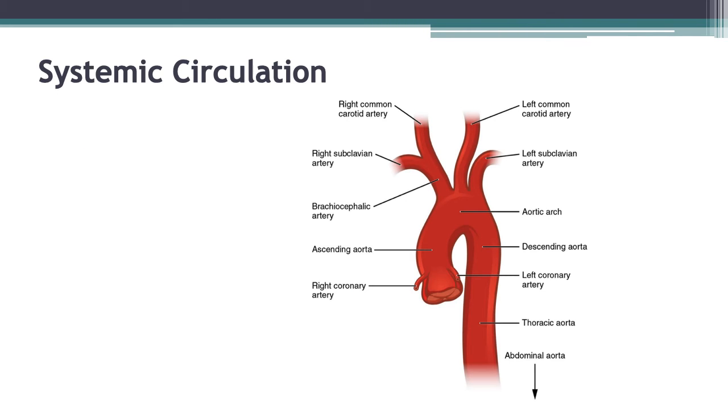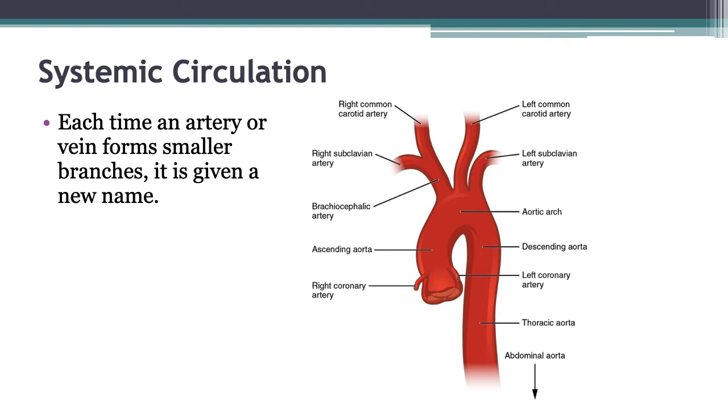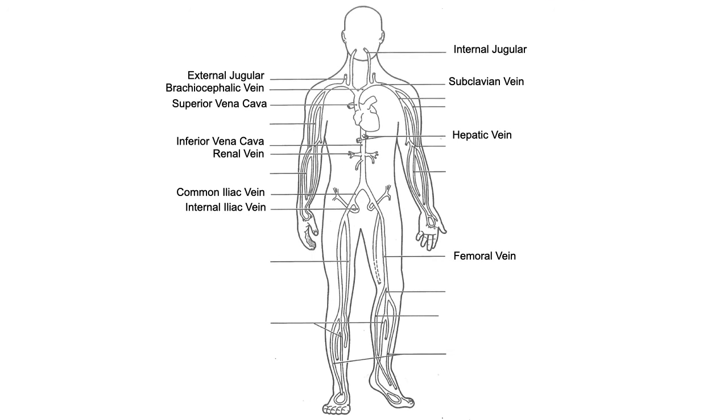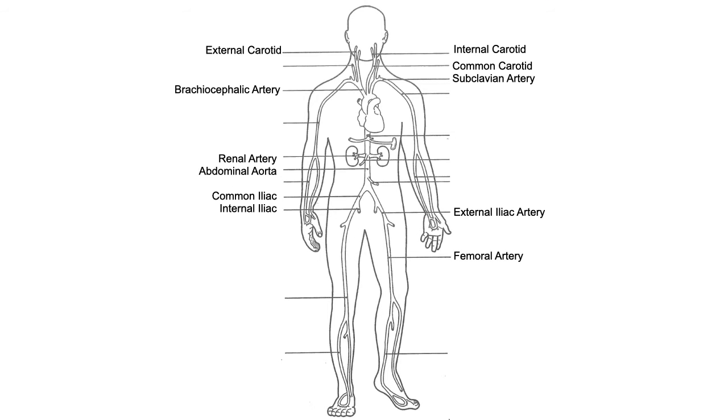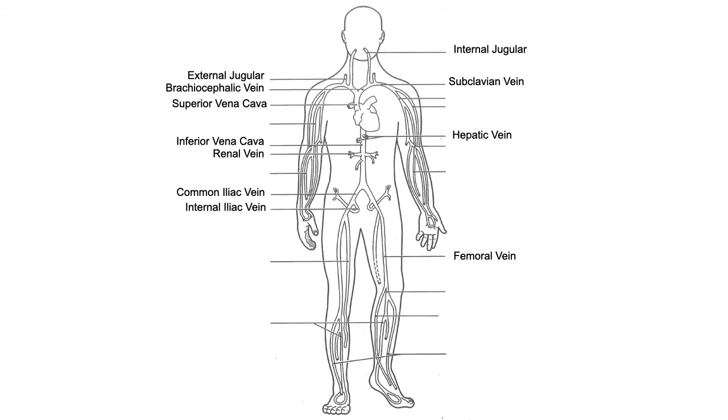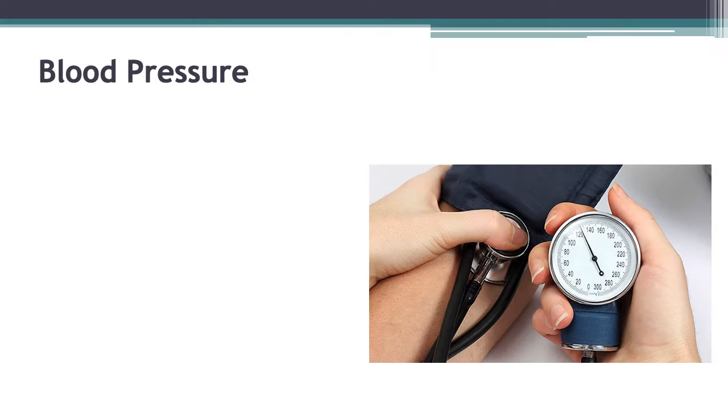Systemic circulation: each time an artery or vein forms smaller branches, it's given a new name. And we see these different arteries throughout the body. And again, here we see veins throughout the body.